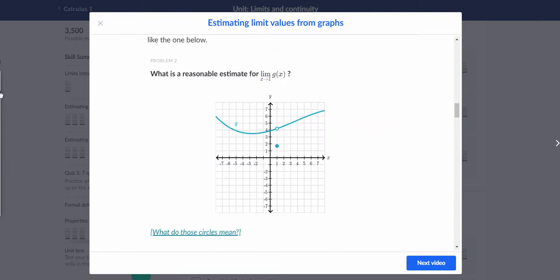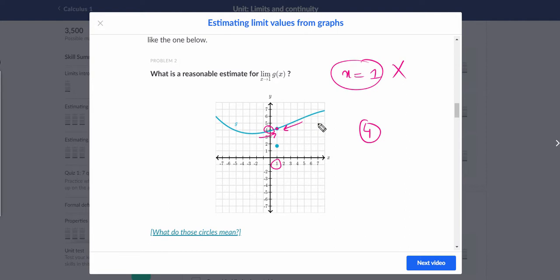In this question it says, what is the reasonable estimate for the limit x approaches 1 of g of x? Now in this case we are not saying x equals 1. We are not looking at this value, we are looking at where x approaches 1. So this is 1, and on the graph we approach it from the left side and from the right side, and we will see this number. This number is basically equal to 4. So our answer should be 4 when x approaches 1.